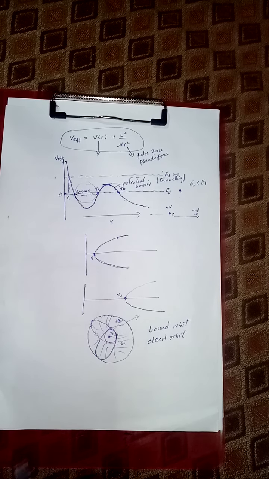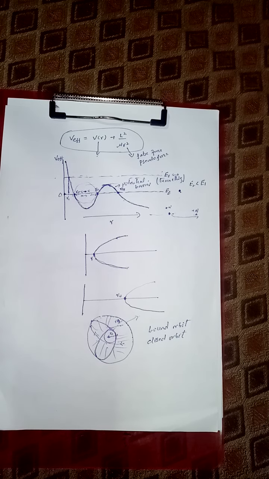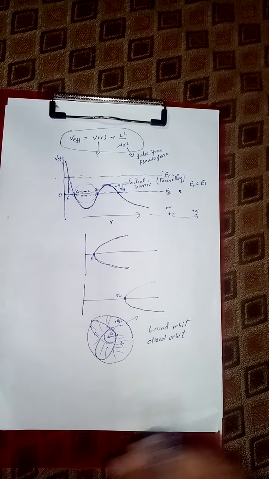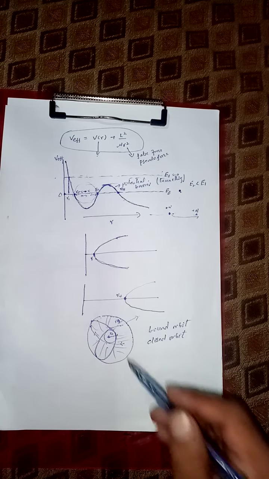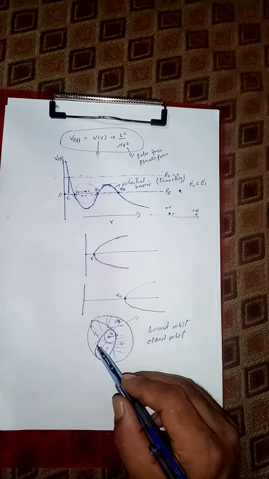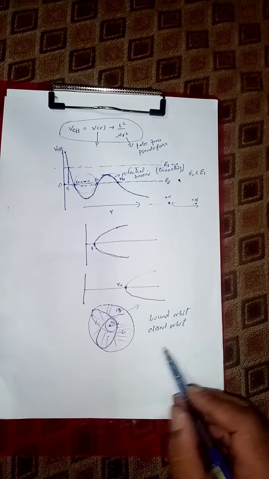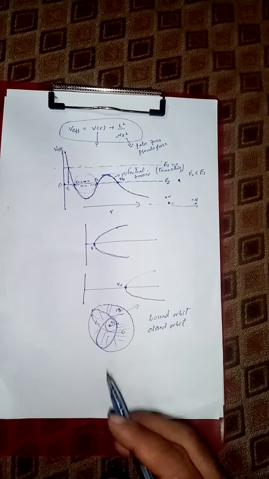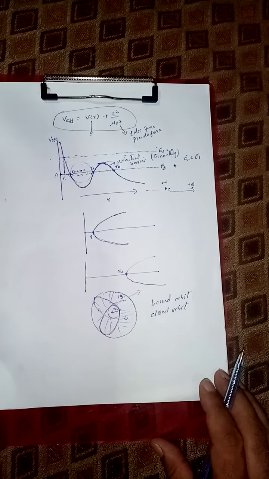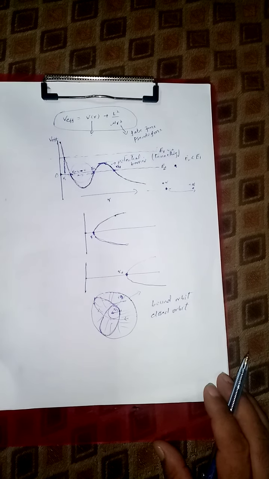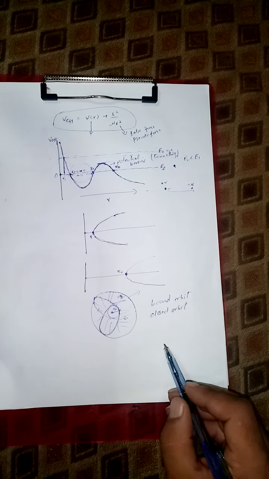While a closed orbit is a kind of orbit in which the particle traces itself over and over again. Here, the particle moves in one way and goes back in another way. In a closed orbit, the particle traces itself again and again. An example of a closed orbit is an ellipse.